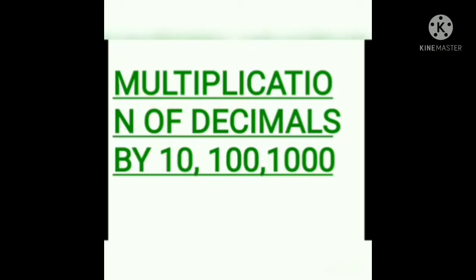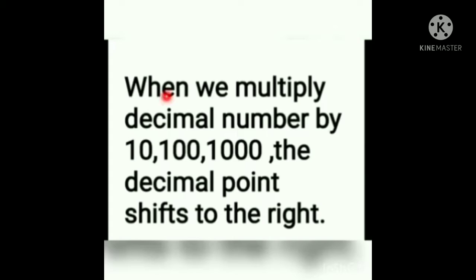Multiplication of decimals by 10, 100 and 1000. That is, when we multiply a decimal number with 10, 100, 1000, what happens, or what is the easiest way of multiplying? When we multiply a decimal number by 10, 100, 1000, the decimal point shifts to the right. That means in such cases, no need of multiplying and checking. We can write the answer in a step. The only thing you have to think is, when it is multiplying with 10, 100 or 1000, the decimal point shifts to the right. See one example.